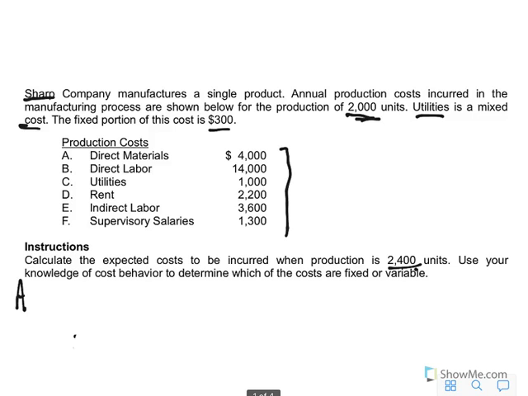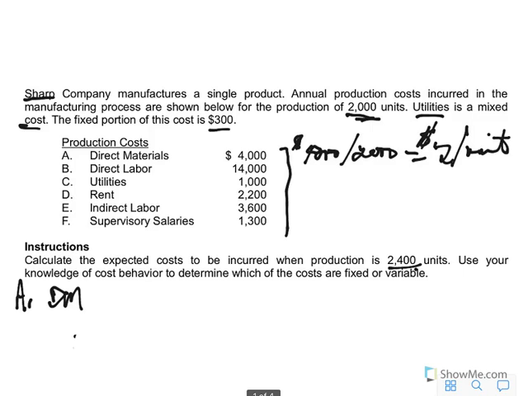So for A, we have direct material. Now, the cost of direct material is $4,000 at 2,000 units. So therefore, the cost per unit is $2 per unit. That's the variable cost per unit. So therefore, the direct material cost at 2,400 units would be 2,400 times $2 per unit, and that would equal $4,800.